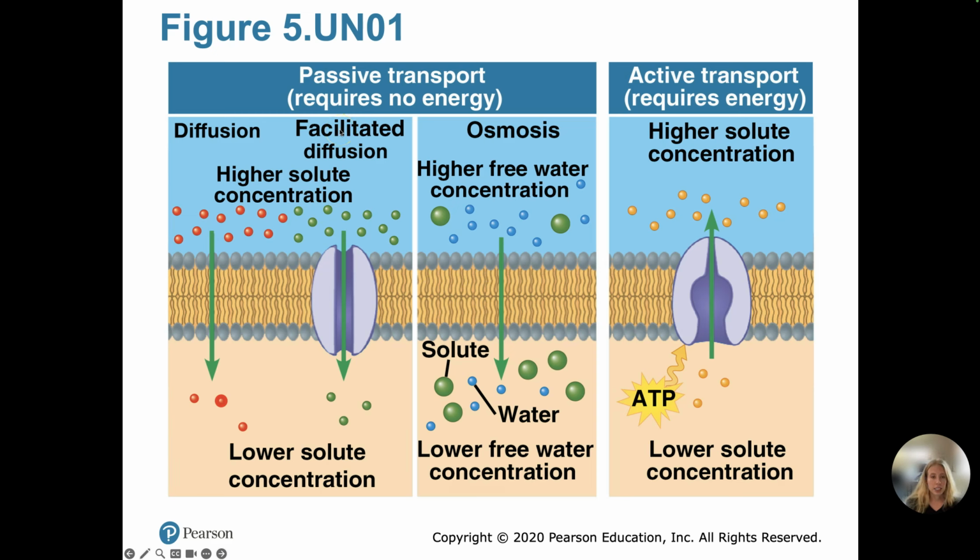In diffusion and facilitated diffusion, solutes are moving from a higher solute concentration to a lower solute concentration. In diffusion, those molecules just move directly through the membrane. In facilitated diffusion, those molecules move through a transport protein, but still from high to low concentration. In osmosis, we're looking at a higher free water concentration moving to a lower free water concentration. Osmosis is specifically the movement of water from high free water to low free water.